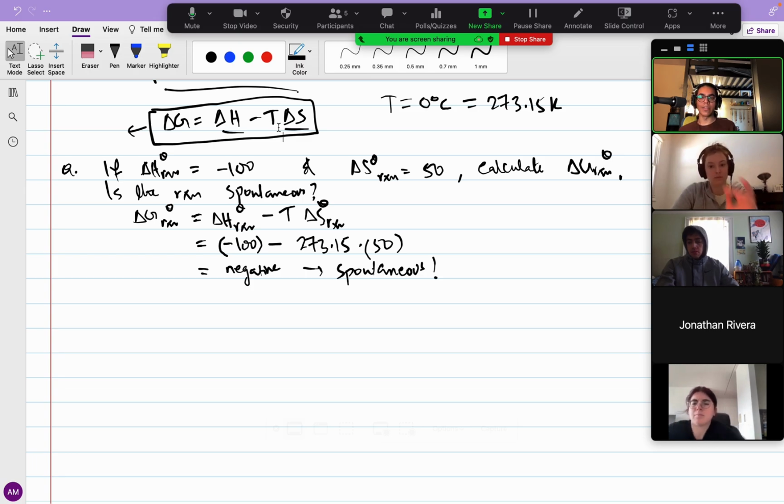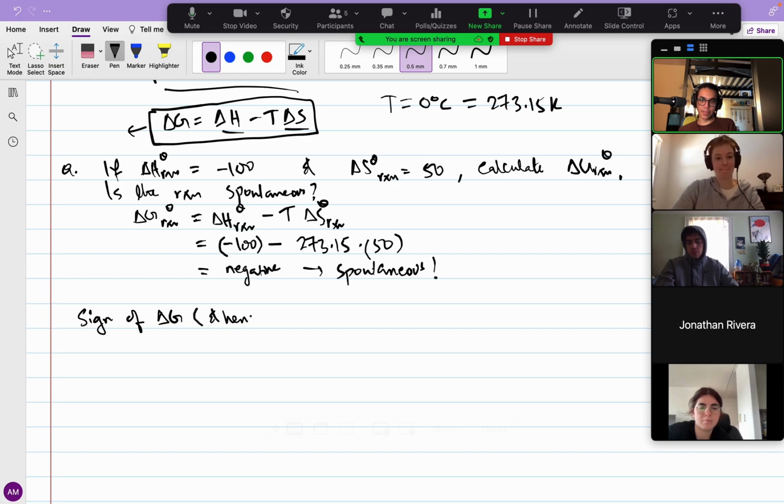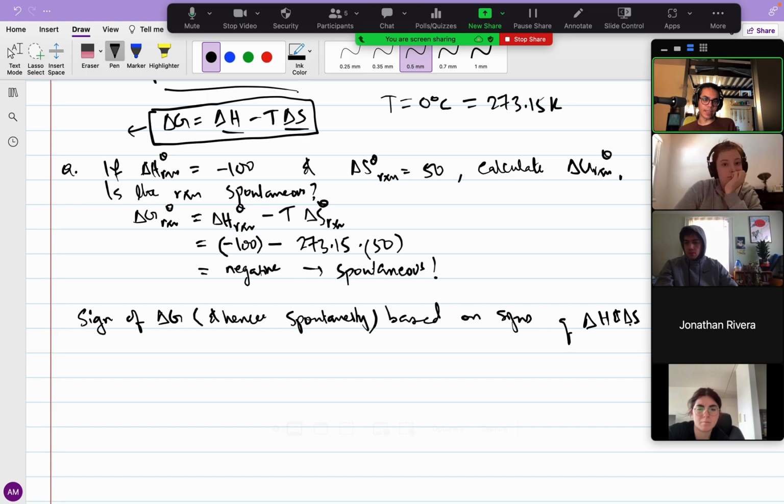Specifically, relating to the spontaneity of the reaction. If we know the signs of delta H and delta S, can we figure out the sign on delta G? And that would be our question. So this is just going to be the sign of delta G, and hence spontaneity of the reaction, based on signs of delta H and delta S.